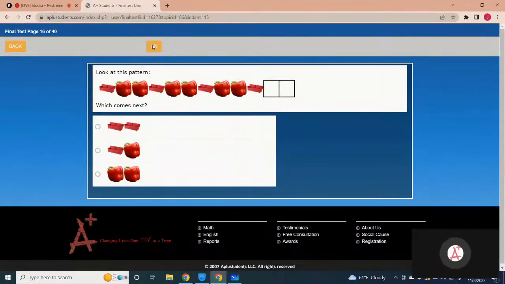Okay, look at this pattern. A sofa and 2 of the red capsicums. So which is the missing part? 1, 2, or 3? Yes, the missing part is option number 3. Select the correct option and click on the OK button.